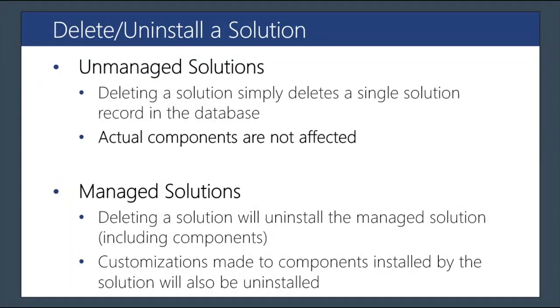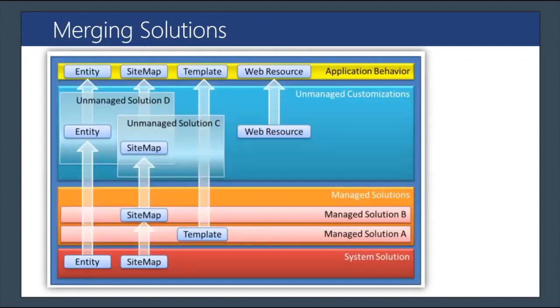Now, what does that look like? So in the solution management model, the screen that we're showing you now kind of paints a picture. At the very bottom, you can see we have the system solution, which is the base solution that comes in. Now, on top of that, we've installed two managed solutions, Managed Solution A and Managed Solution B. Now, what happens is when you install managed solutions, they stack on top of each other, in the order that they are installed. So Managed Solution A was installed first, and Managed Solution B was installed next.